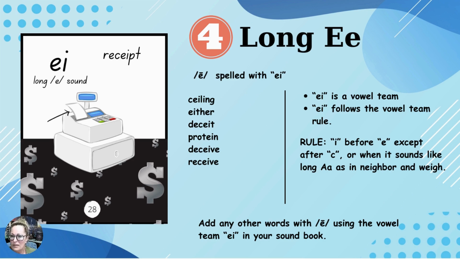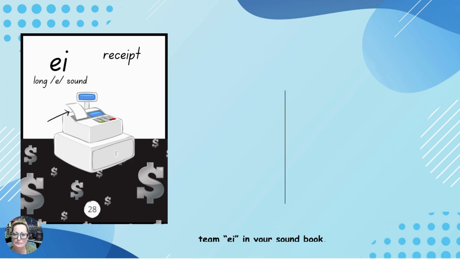At this point, you can ask your kids to write down any other words that they know in their sound book that have an EI, and do all your checks. You manage your classroom how you see fit, because you are professionals and I respect that.